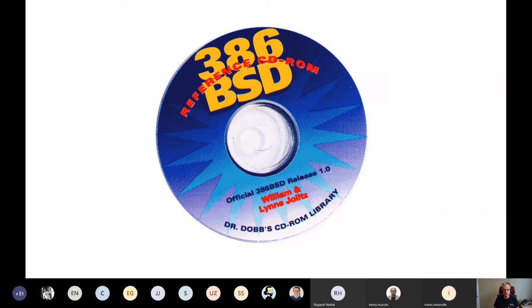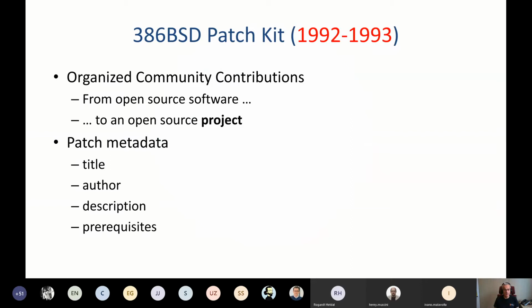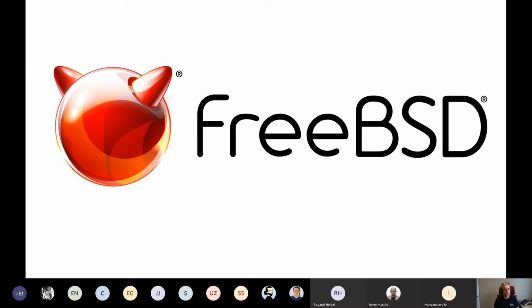William and Lynne Jolitz created an open source system based on the code that was available from Berkeley. Based on that, a number of volunteers, because things were not moving forward with 386 BSD, organized community contributions. So we have Unix moving from an open source software, as was done with 386 BSD, to an open source project with people organizing patches with metadata. And out of that sprang one important system called FreeBSD.